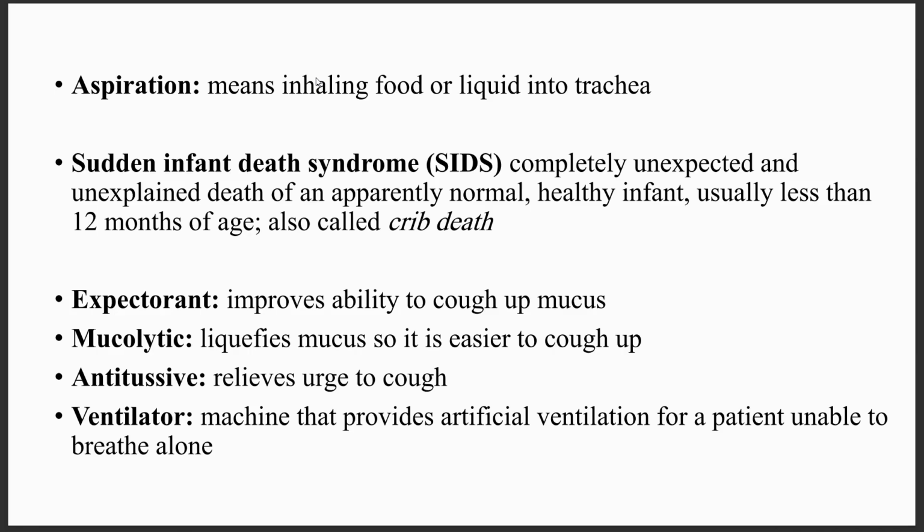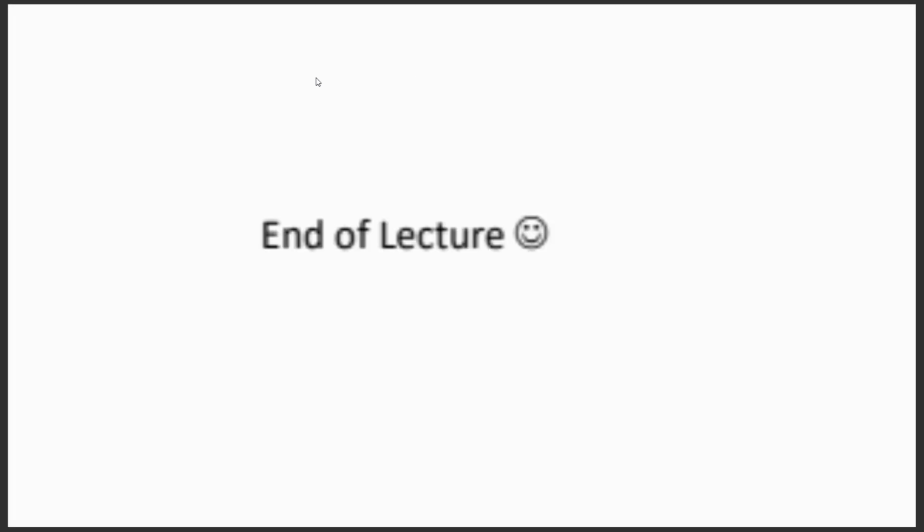Sudden infant death syndrome, SIDS, completely unexpected and unexplained death of an apparently normal, healthy infant, usually less than 12 months of age, and this is also called crib death. Expectorant. This improves the ability to cough out mucus. And then we got mucolytic. This liquefies mucus, so it's easier to cough. So we got some medicines. And antitussive. This relieves the urge to cough. And the ventilator. This is a machine that provides artificial ventilation for a patient unable to breathe alone.